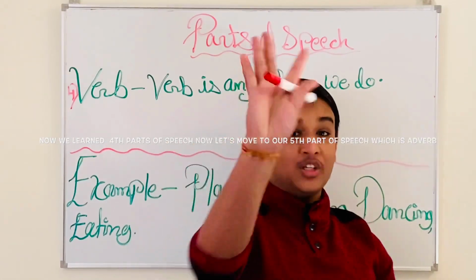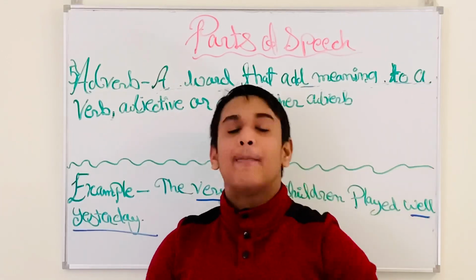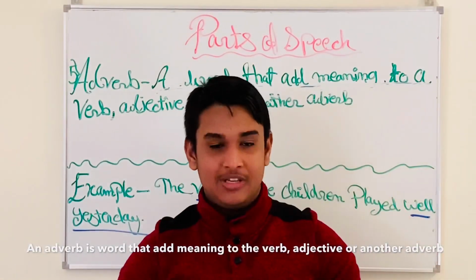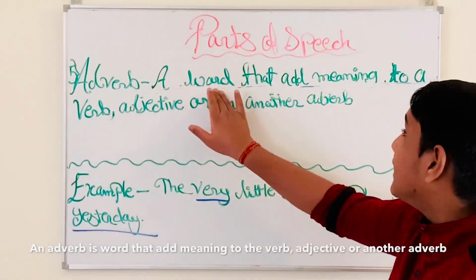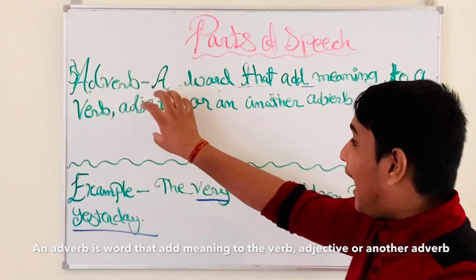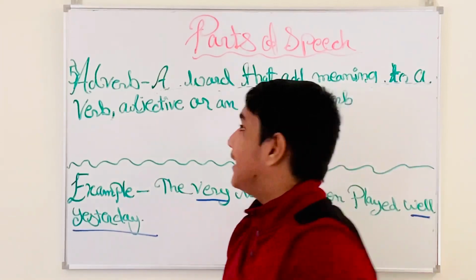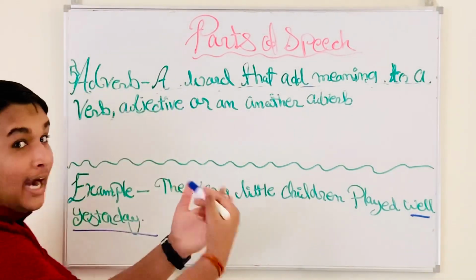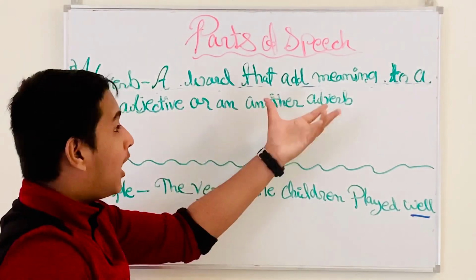Now let's move to our fifth part of speech, which is adverb. First of all, let's look at the definition, then we'll move forward. What is the definition of adverb? A word that adds meaning to a verb, adjective, or another adverb. It is saying that an adverb adds meaning to a verb, adjective, or another adverb.